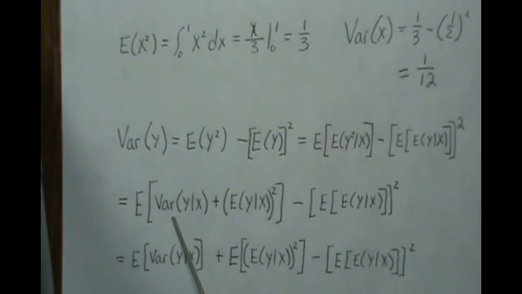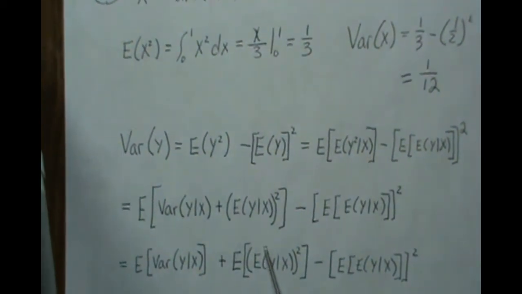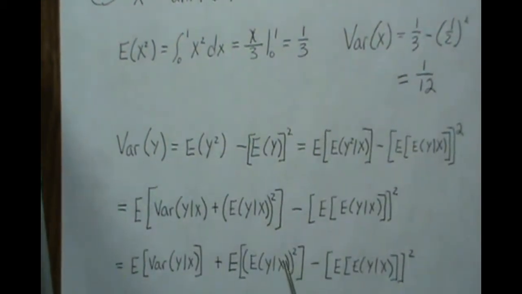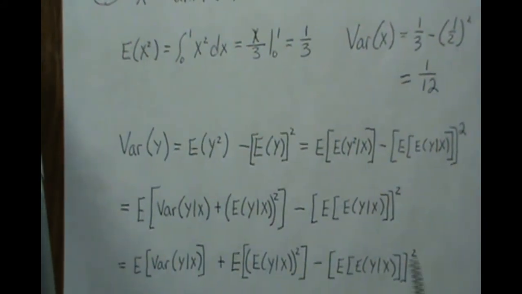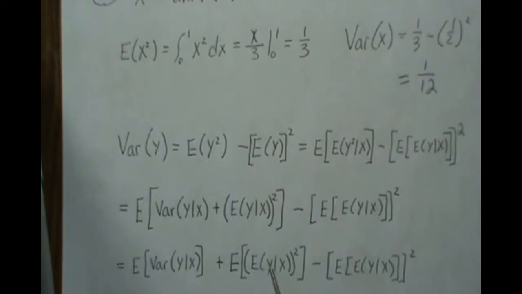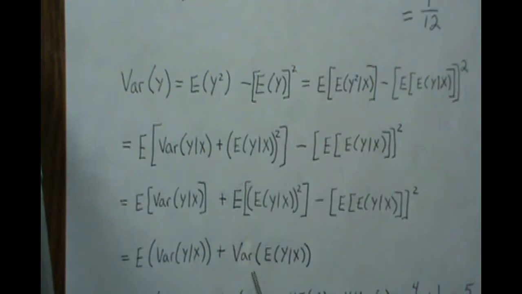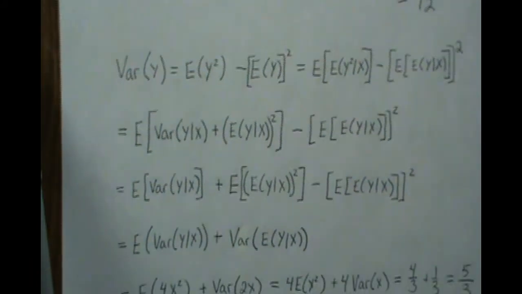Now we're going to take this expectation in, so you get the expected value of this, and then the expected value of this is this. But notice this is the expected value of something squared minus the same thing, quantity squared. So this is like a variance. So this comes down as the variance of the expected value of Y given X. Okay, this is the formula that you should commit to memory on the test.